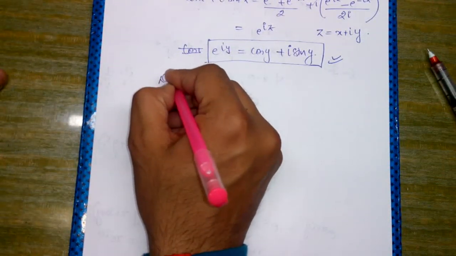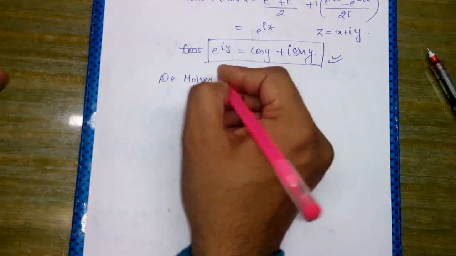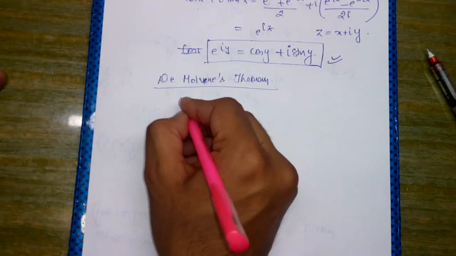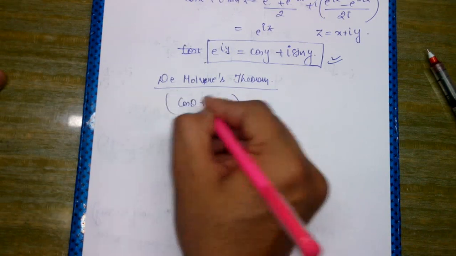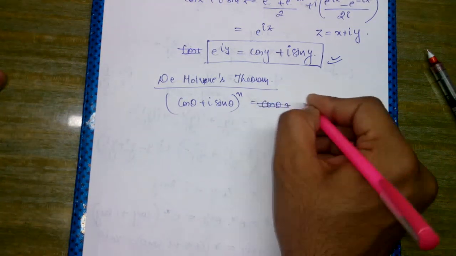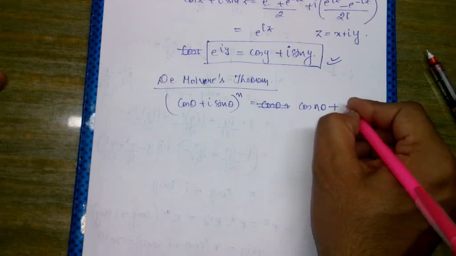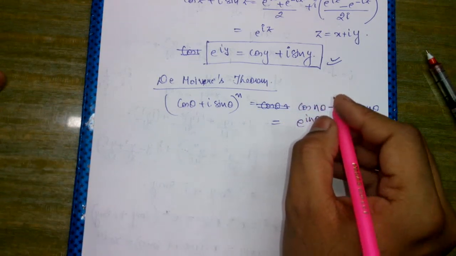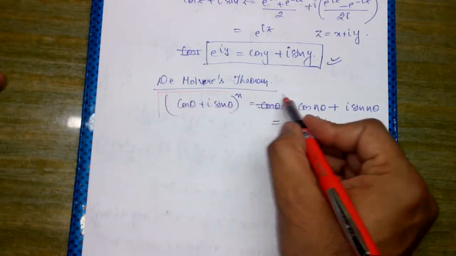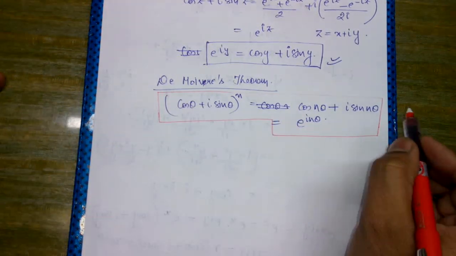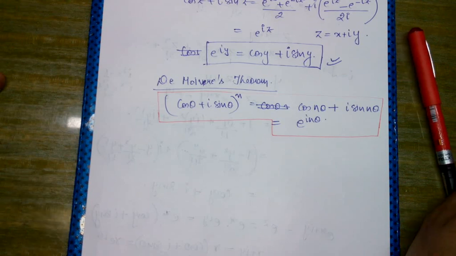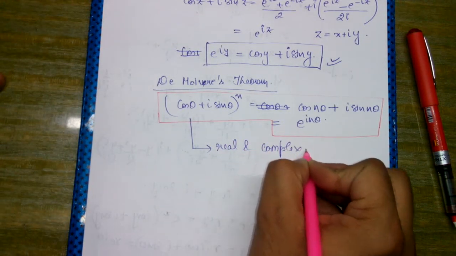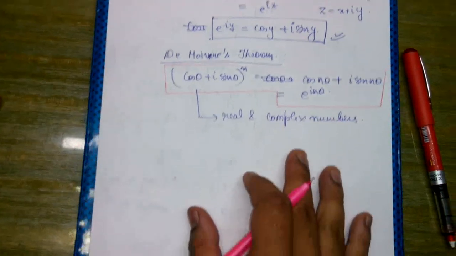The second theorem is de Moivre's theorem. De Moivre's theorem states that (cos theta plus i sin theta) whole to the power of n is equal to cos n theta plus i sin n theta, or this can be simply written as e to the power i n theta. This theorem holds good for both real and complex numbers.